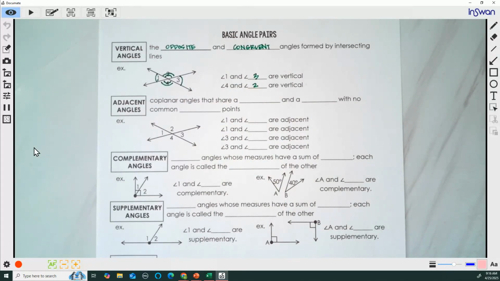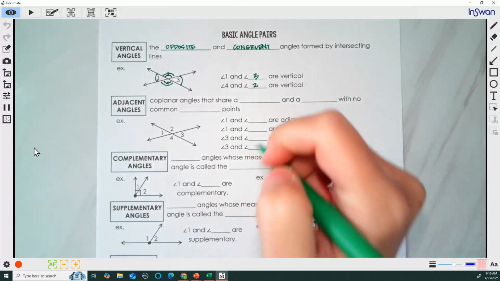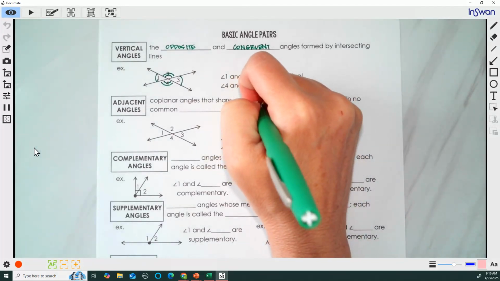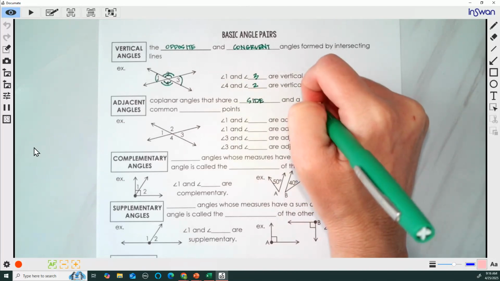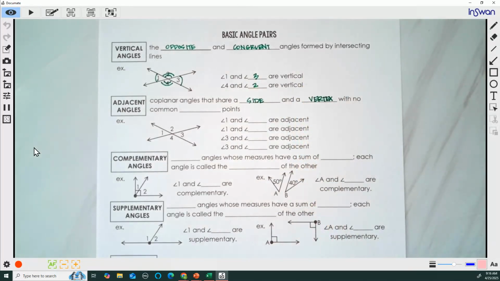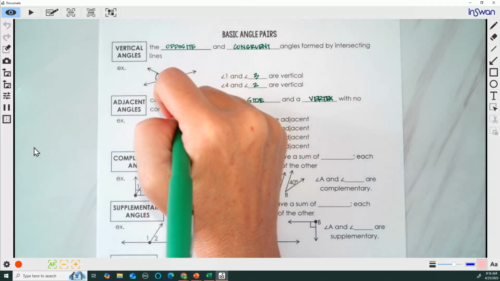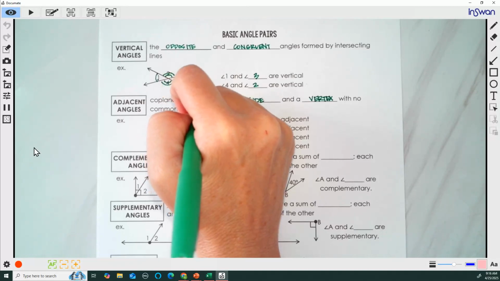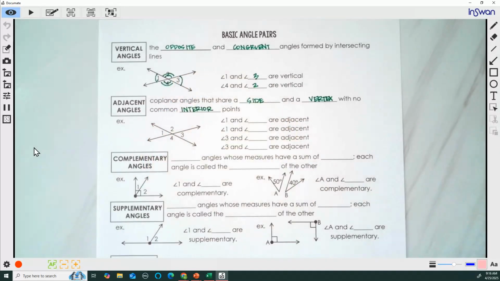Adjacent angles. Adjacent angles are coplanar angles, which means they're in the same plane, that share a side and a vertex with no common interior points. Those are any points that they share on the inside of those angles.